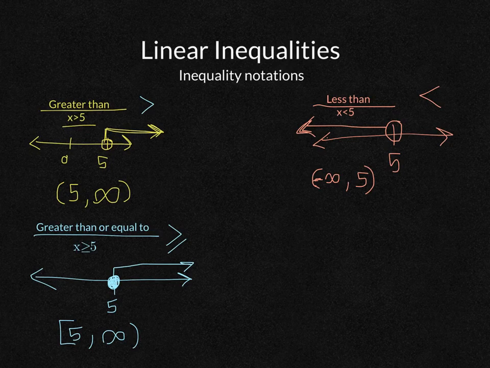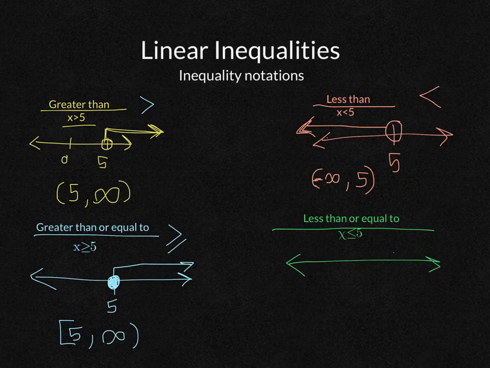All right, the last one here is less than or equal to. So we have here x is less than or equal to 5. It's the same thing as x is less than 5, except there's an equal sign. So we can be equal to 5, and all the values less than 5.